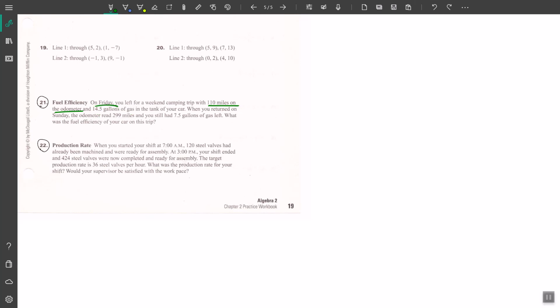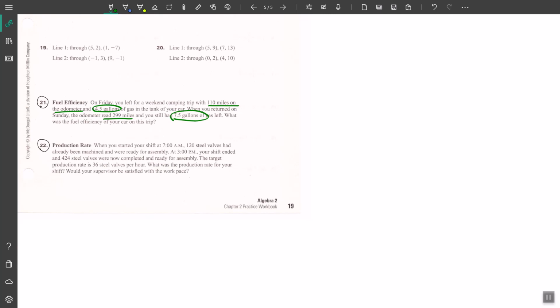Oops, did not mean to make that large. When you returned on Sunday, the odometer read 299 miles, and you still had 7.5 gallons of gas left. What was the fuel efficiency of your car on this trip? So this is a rate of change. This is another, more practical application of slope.